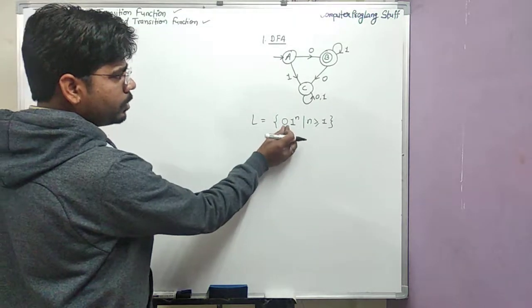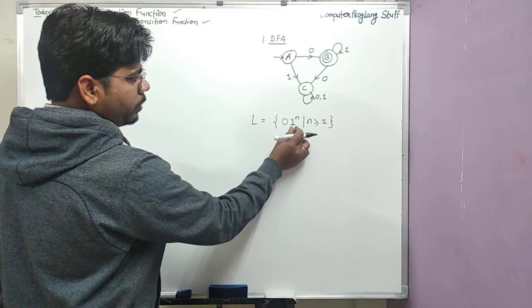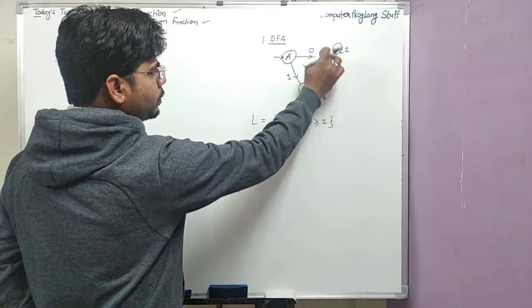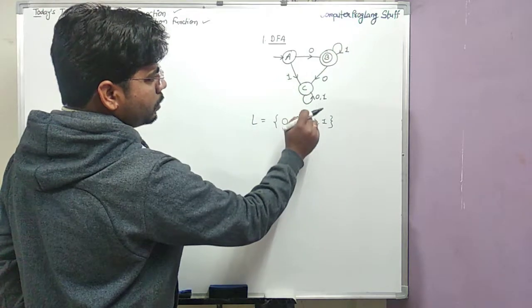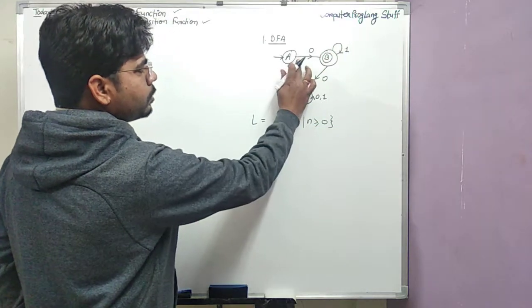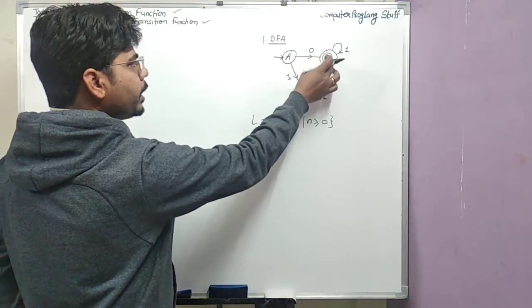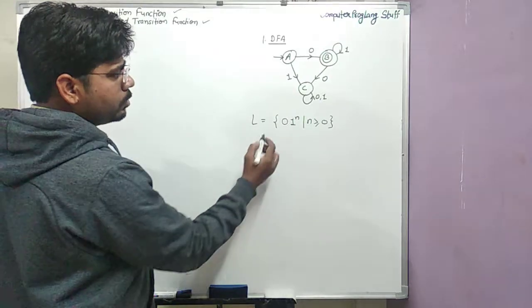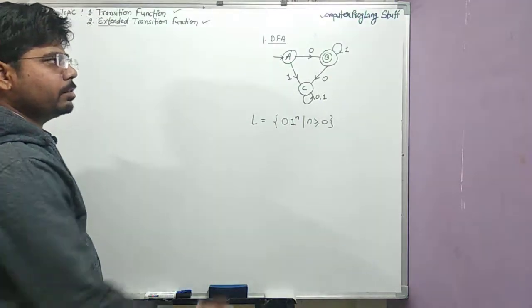That means there is a 0, that is this, and we have one or more ones, that is there is a self loop on 1. See this, there is only a single 0, or we have n number of ones at this B state. So this is how we can show the language accepted by this machine.